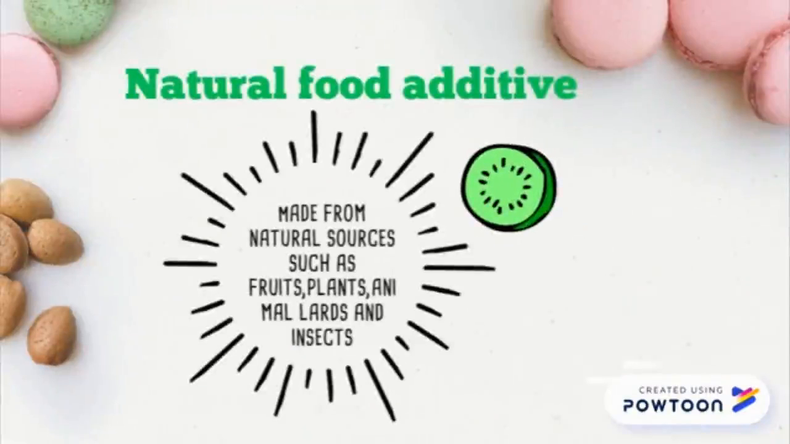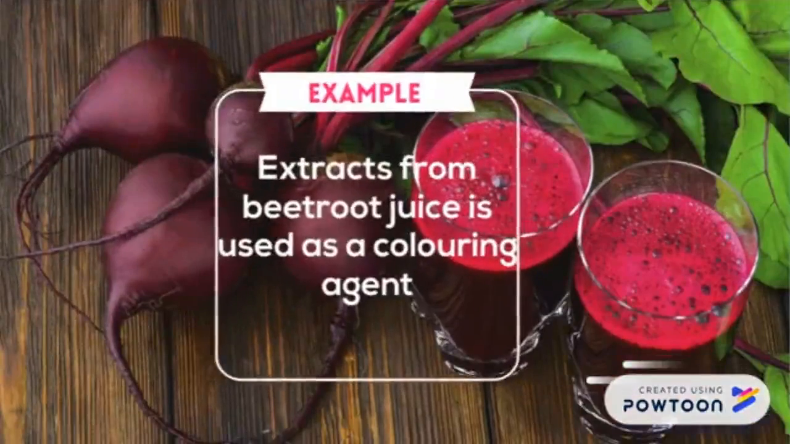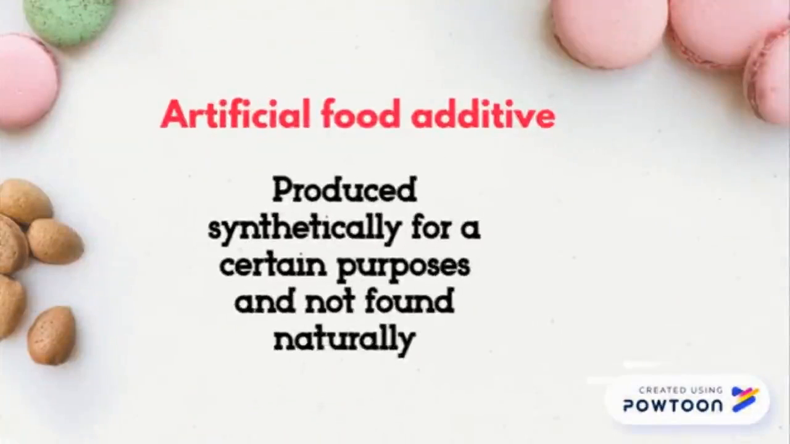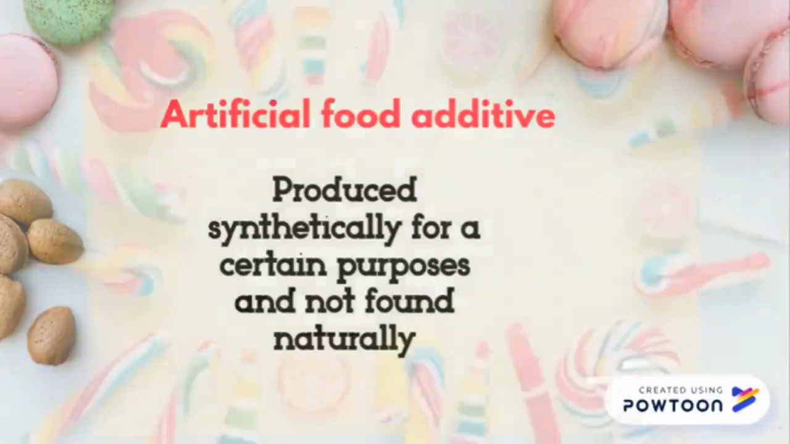Natural food additives are made from natural sources such as fruits, plants, animal lards, and insects. For example, extracts from beetroot juice are used as a coloring agent. Second type is artificial food additive. Artificial food additives are produced synthetically for a certain purpose and not found naturally.